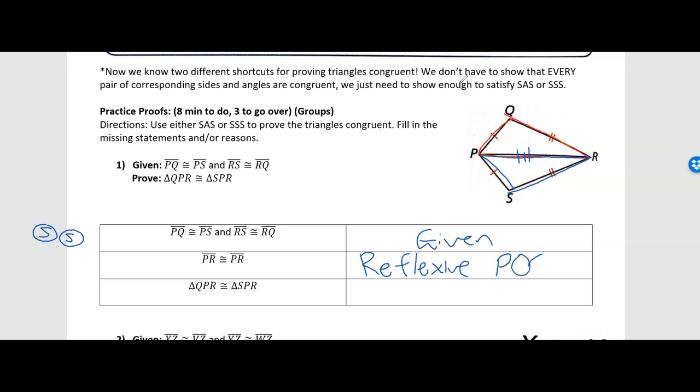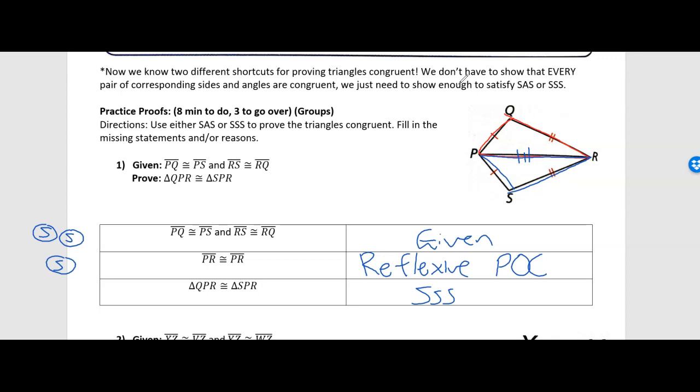And in this case, property of congruence because it's a congruency statement. All right, well, that's a third little s. Now we have enough to prove the triangles are congruent by SSS. So again, these 2 shortcuts make our proofs quite short, right? Because we're only having to prove half of the things that we did before.